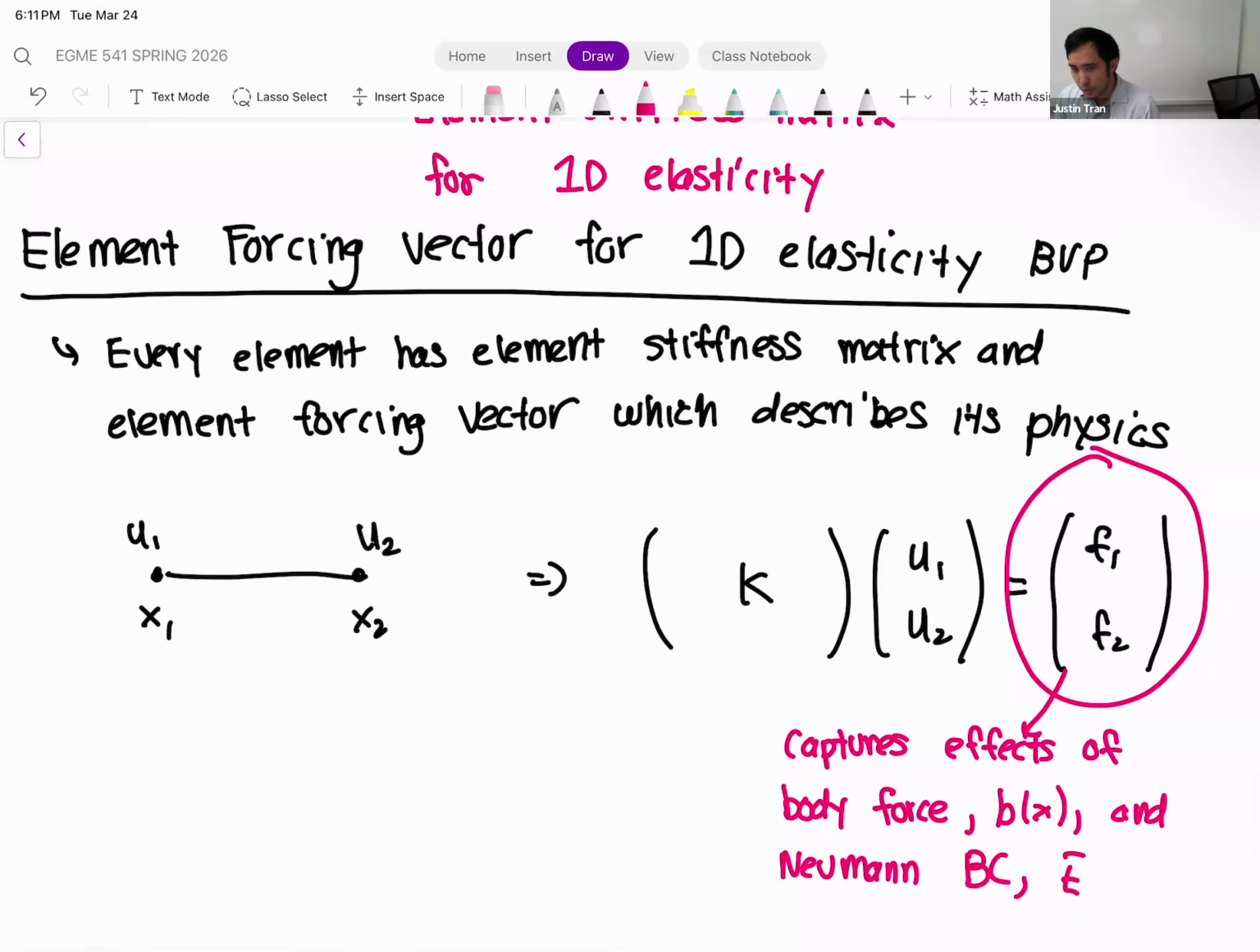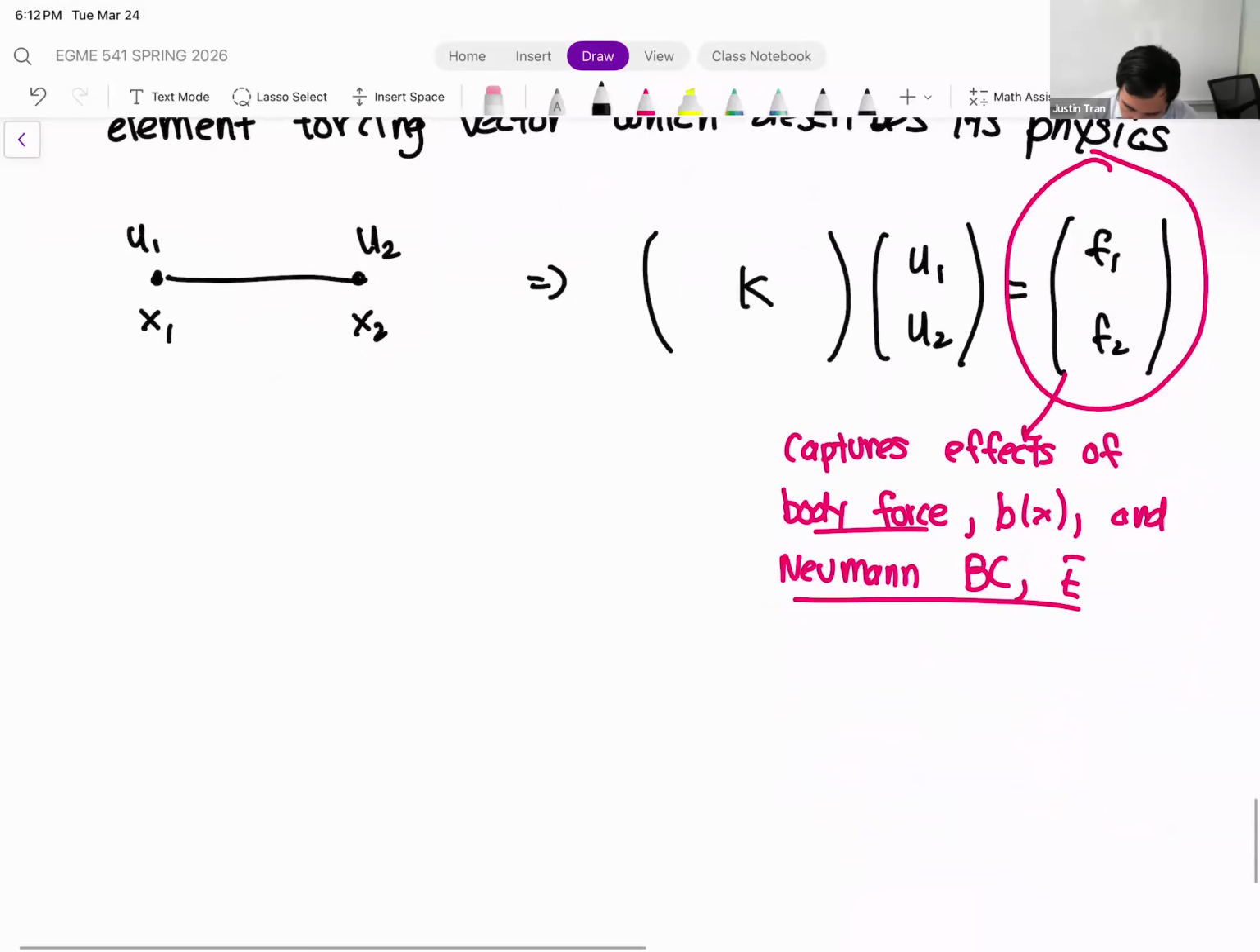The Dirichlet boundary condition we will apply in the same way that we've done before. But the way that we do the Neumann boundary condition, and now we have this body forcing term that we never had before, the way that we account for it is a little bit different. Knowing that these are the two effects we are accounting for perfectly encapsulates the two integrals that we need to evaluate. The first integral that goes into the element forcing vector is the integral of the body forcing term, so that's the integral from x1 to x2 of w of x times b of x dx.